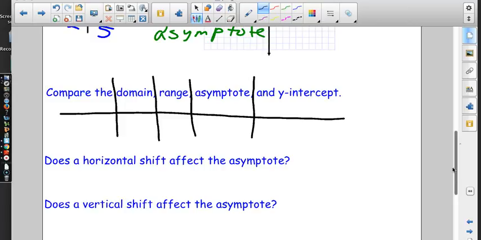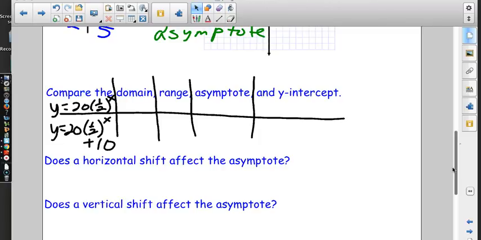They do. All right, so they want us to compare the domain, range and asymptote from our original y equals 20 times 1/2 to the x to y equals 20 times 1/2 to the x plus 10. What's the domain for both of these? Yeah, all those. We don't have any x's we can't put into these things.